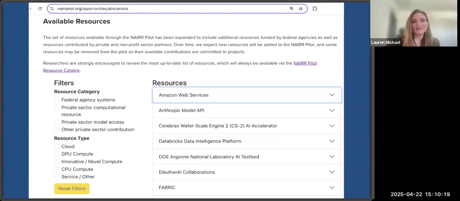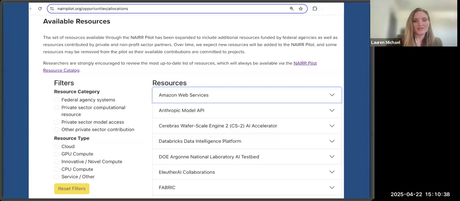There will also be important information relevant to proposers' specification of resource quantities, and in a few cases, resource-specific requirements for proposers beyond the general requirements of the NAIRR Pilot program. Proposers must align with resource-specific requirements, so make sure to look at these in more detail.